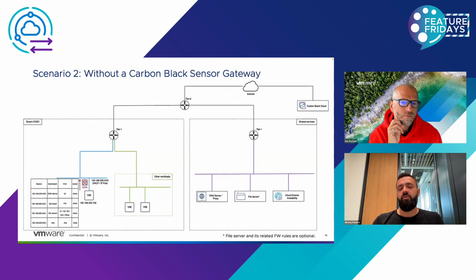Without the sensor gateway, it's pretty much the same topology. It looks exactly the same. The only difference is that instead of the sensor gateway, we would need a DNS server or a proxy that would be used by the VMs in the restricted subnet to connect to the cloud.